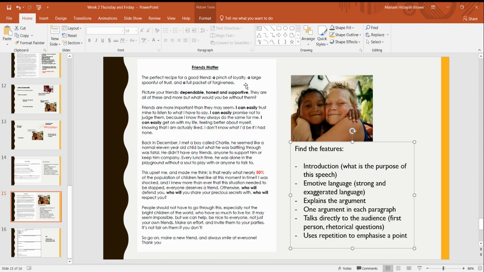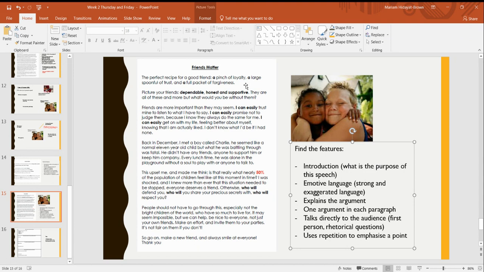Friends are more important than what they may seem. I can easily trust mine to listen to what I have to say. I can easily promise not to judge them because I know they always will do the same for me. I can easily get on with my life feeling better about myself, knowing that I am actually liked. I don't know what I'd be if I had none.